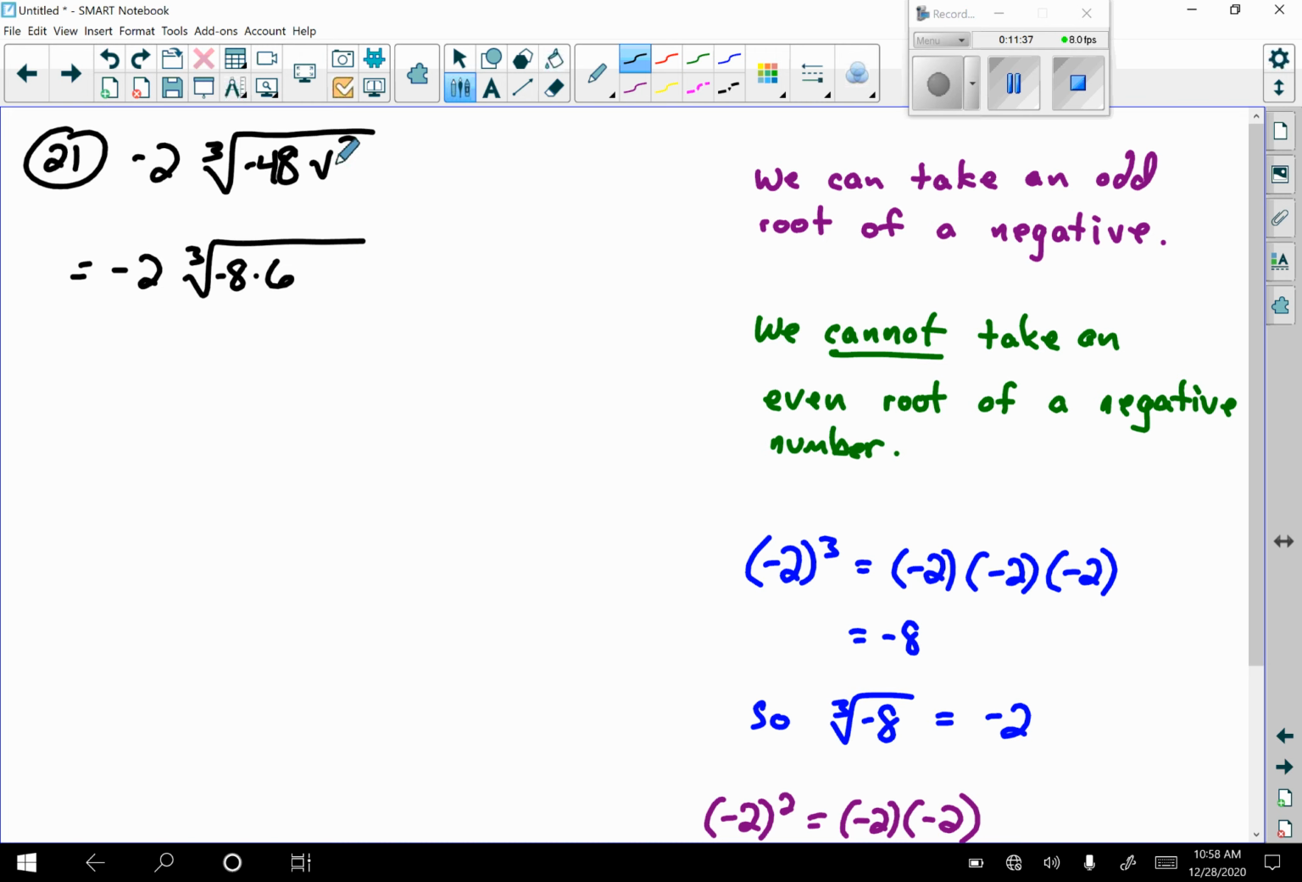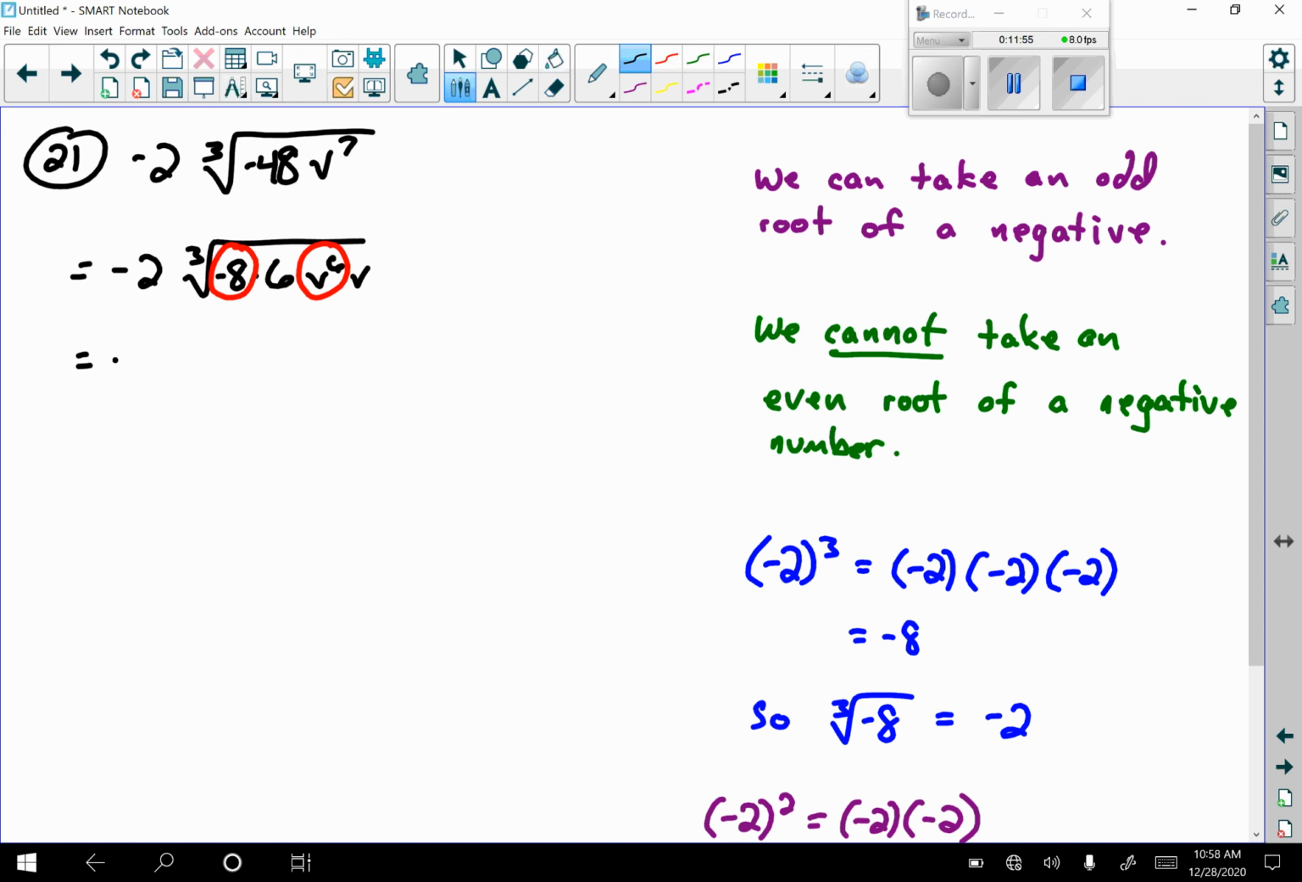Now this v to the 7th, I want to factor this into 2 parts, and one exponent needs to divide by 3. So that's going to be a 6. So I'm going to use v to the 6th times v. So there's my v to the 7th factored. So now I'm going to circle the negative 8, and I'm going to circle v to the 6th.